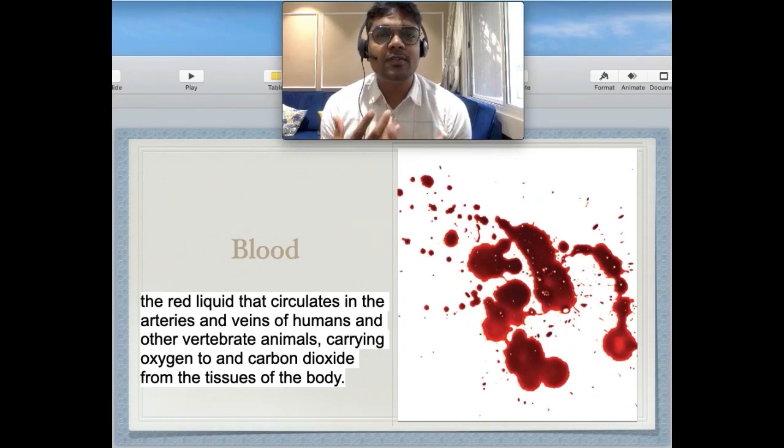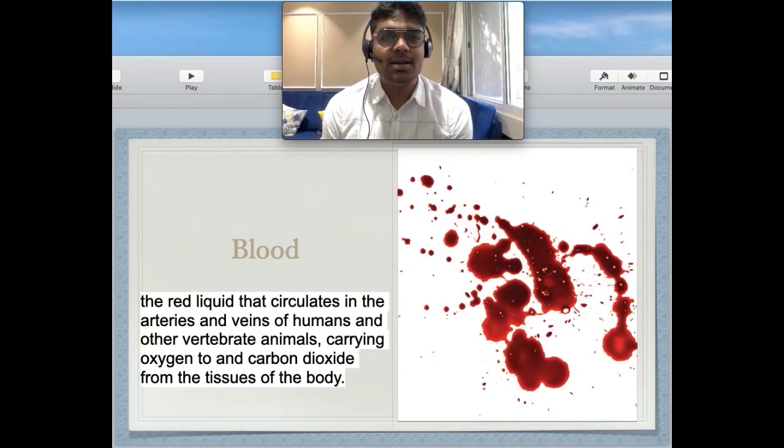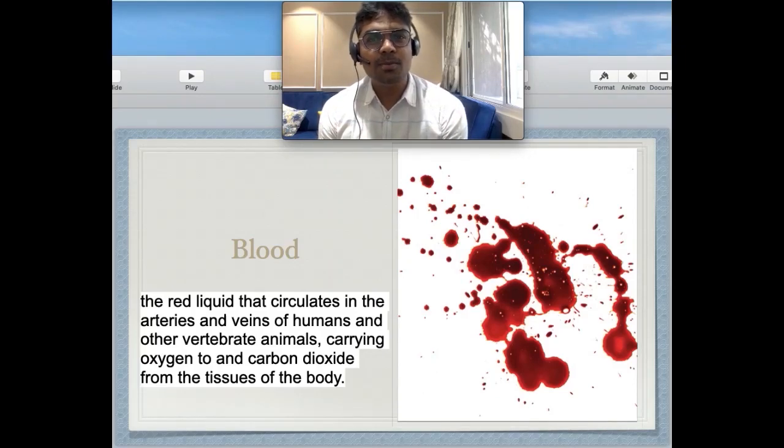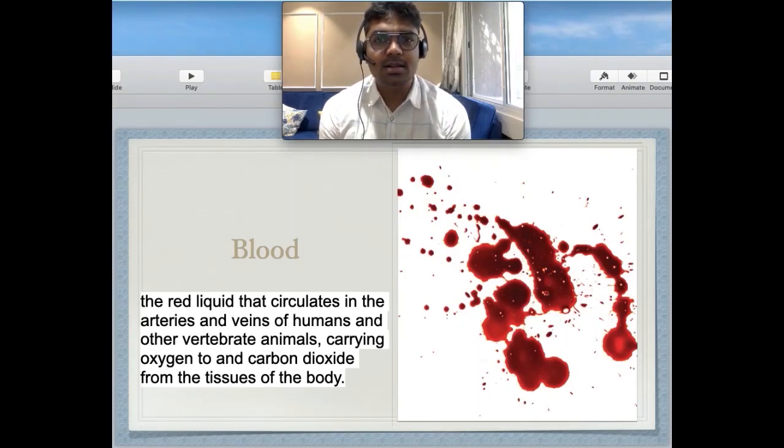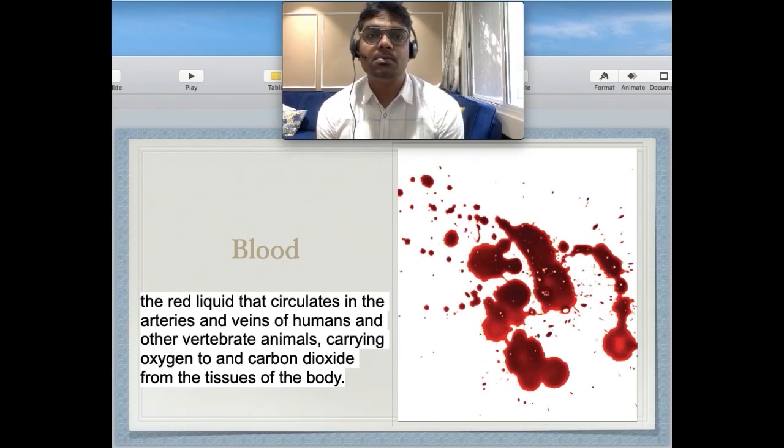So blood, this is the technical definition. I did not feel that there is a requirement to have dictionary meanings for such a rubric, but just to maintain uniformity in the manner in which we make our rubrics, I've copied a technical definition of blood from the internet. So, what is blood? Blood is the red liquid that circulates in the arteries and veins of humans and other vertebrate animals, carrying oxygen to and carbon dioxide from the tissues.